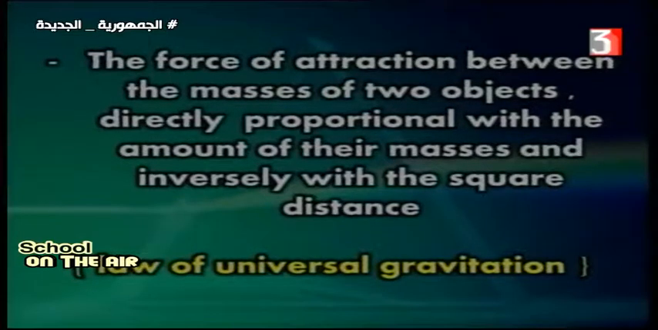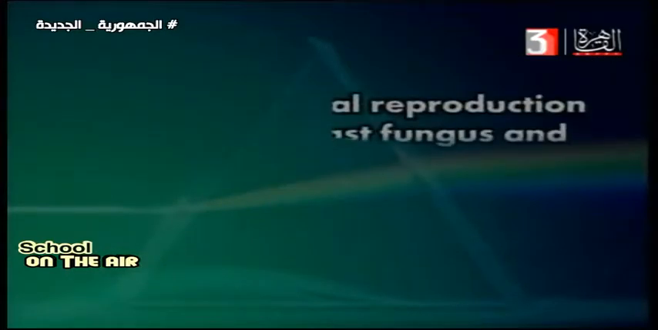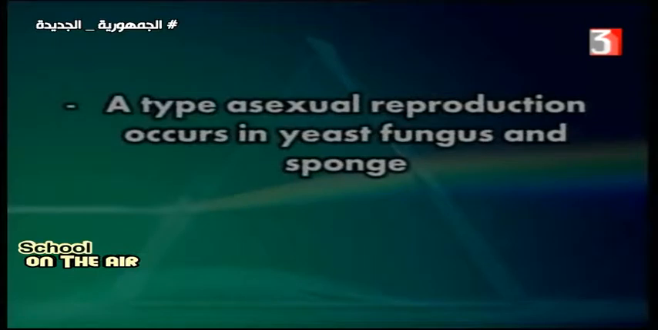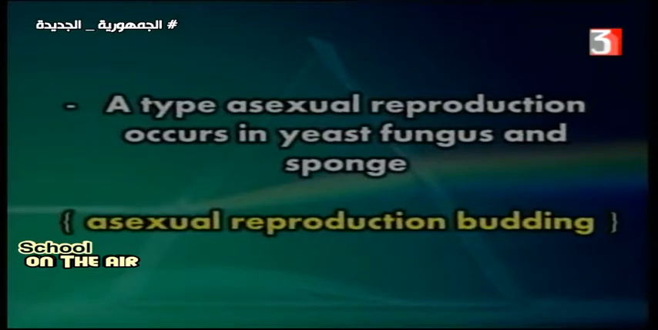Yes, I'm sure you understand this and remember it. Another one, he said that a type of asexual reproduction occurs in the yeast fungus and sponge. Do you think what this means? Yes, asexual reproduction for the yeast is by budding. Asexual reproduction by budding. It's great.